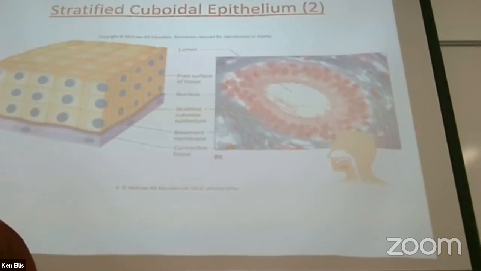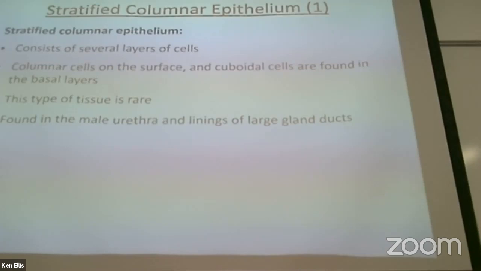So how about this one? How about stratified columnar? Well, it says it consists of several layers. Columnar cells are at the surface. It's not a columnar on top of a columnar on top of a columnar on top of a columnar. It's just the one that has the free surface that is columnar. The rest are not columnar. So it says here on the surface, cuboidal cells are found in the basal layers.